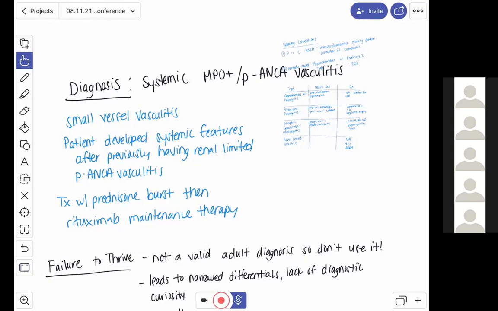So the key feature there is that he just had all of the general complaints, pan positive ROS. That means that it had progressed outside of his kidney.